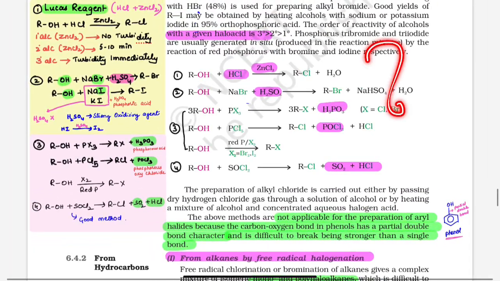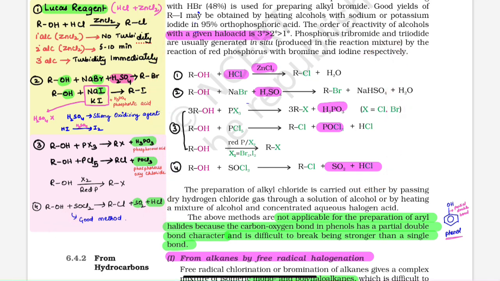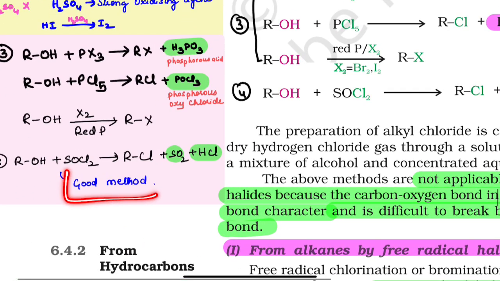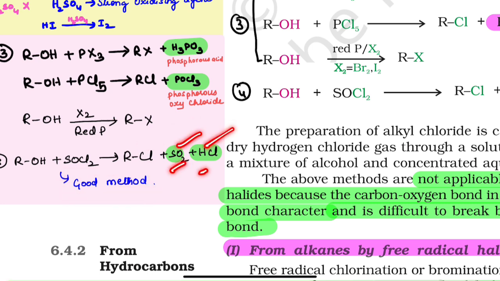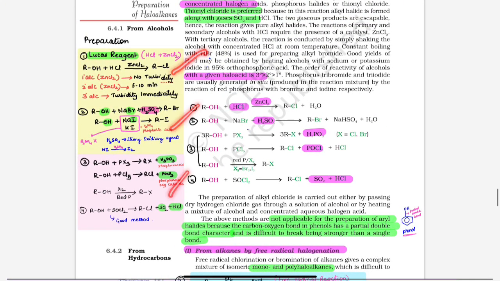You can see all this reaction with the important points I have written here. Thionyl chloride is a good method for the preparation of haloalkane because these two are gases which easily escape, and you will get this product. So just go through it. All the important points I have covered.